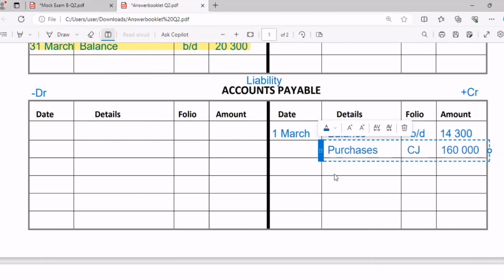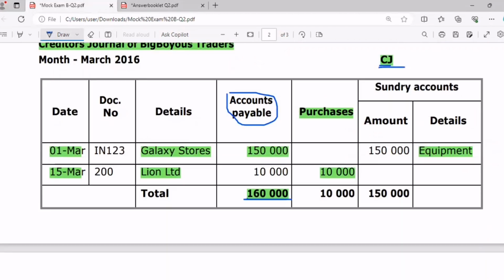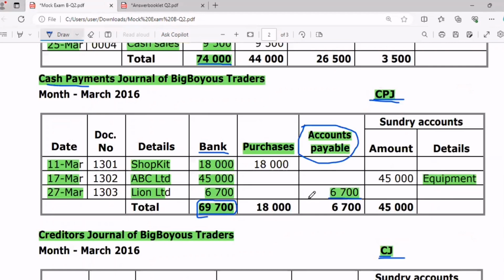And then we ask ourselves, were there any payments that were made to creditors? Yes, I've shown you one. Do you remember the 6,700? This 6,700 is the payment that was made to one of our creditors, that is Lion Limited. How do I know that this is a payment that we were making to reduce the accounts payable? I know this because the 6.7 is recorded in the CPJ. In the CPJ is where we record all the payments that we make to different parties.